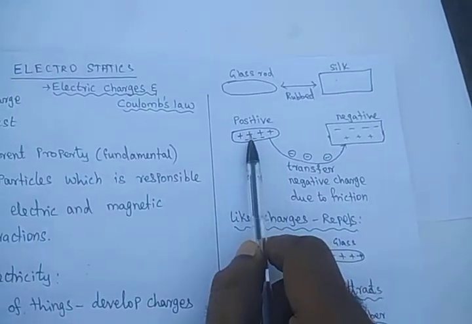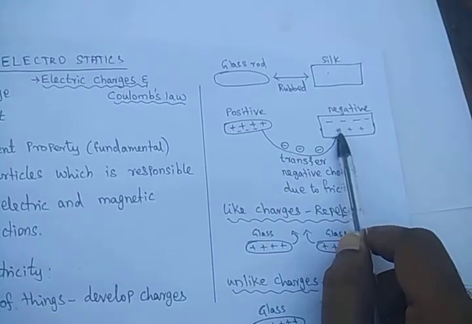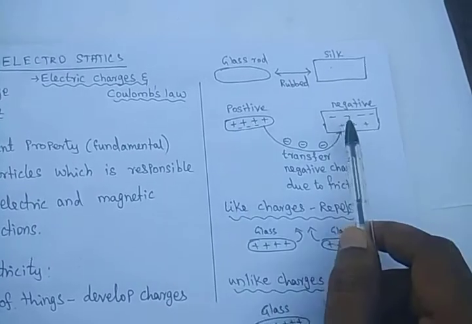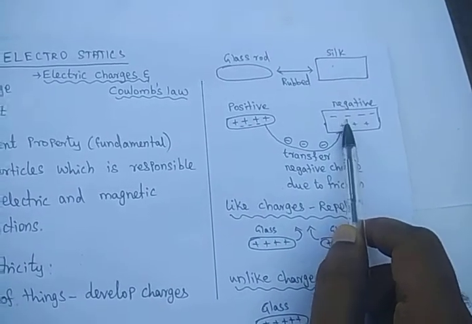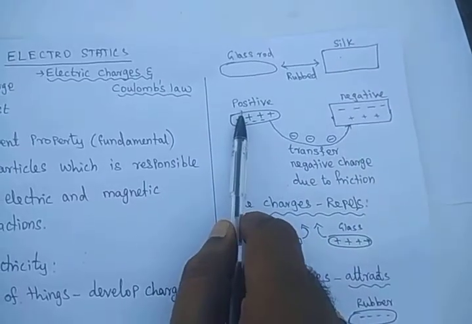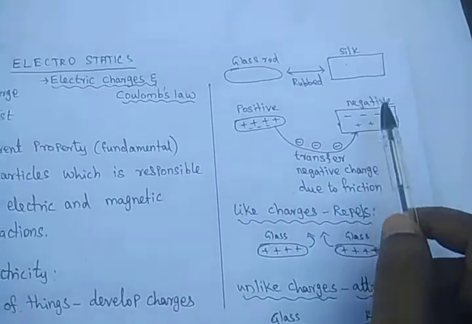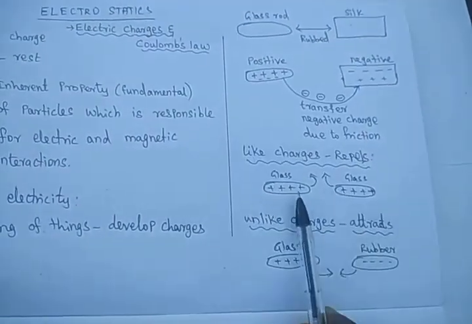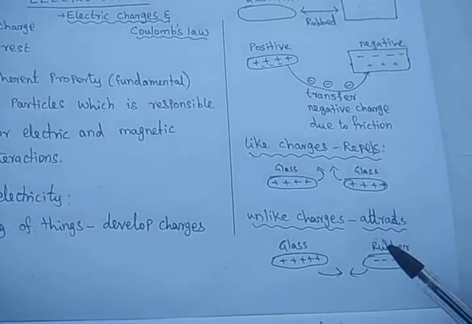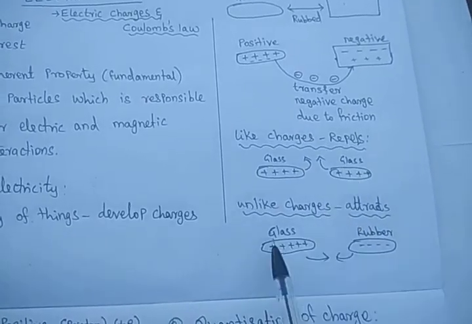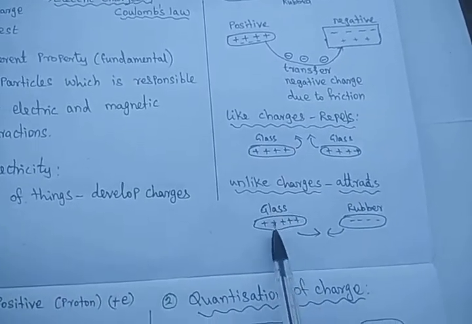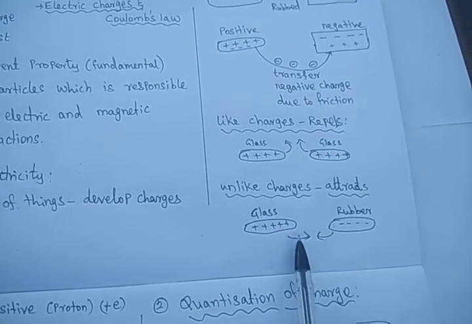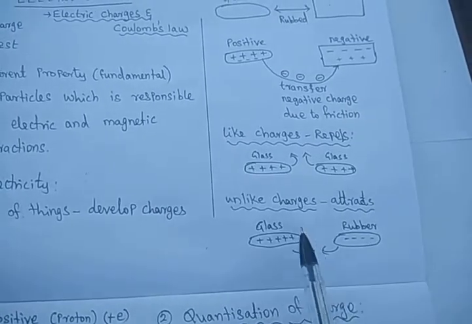So the number of negative charges will decrease here. The number of positive charges will increase here. Hence, with more positive charge in the glass rod, there will be more negative charge in the silk. Hence, the glass rod will become a positively charged body and the silk will become a negatively charged body. So when two positively charged glass rods are kept very close to each other, these two will repel each other. Similarly, when the glass rod and the negatively charged rubber are kept close to each other, these two will attract.